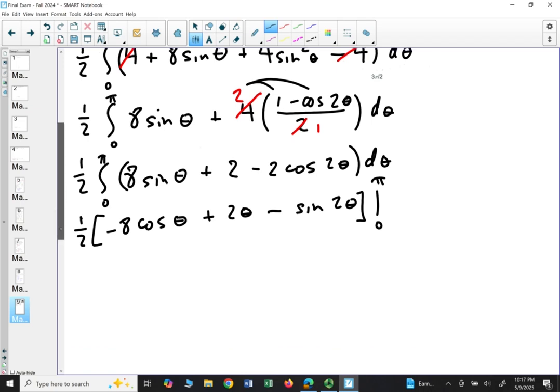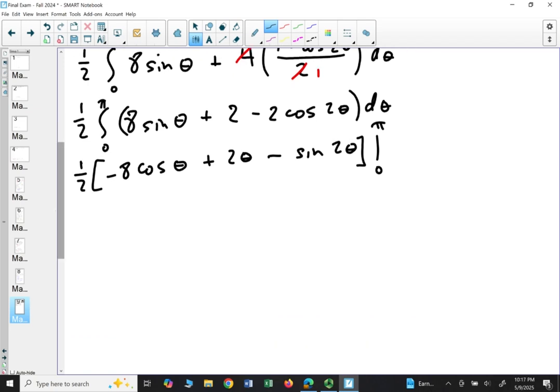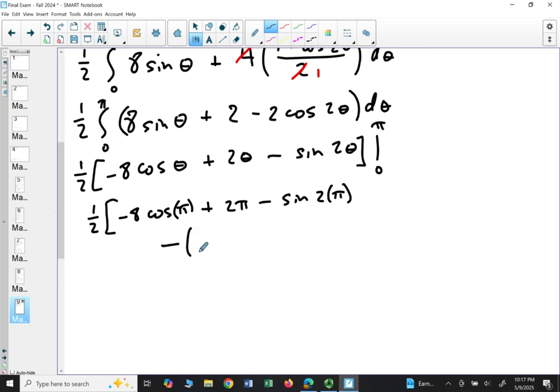Okay, let's plug in the pi, plug in the 0. So negative 8 cosine of pi plus 2 pi minus sine of 2 pi. Okay, and then minus negative 8 cosine of 0 plus 2 times 0 minus sine of 2 times 0.